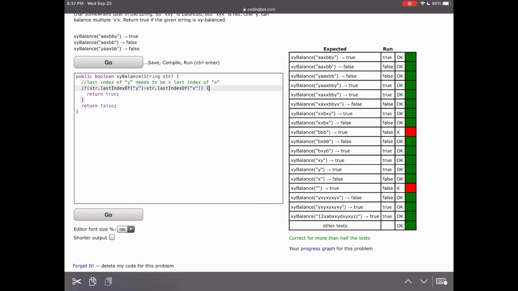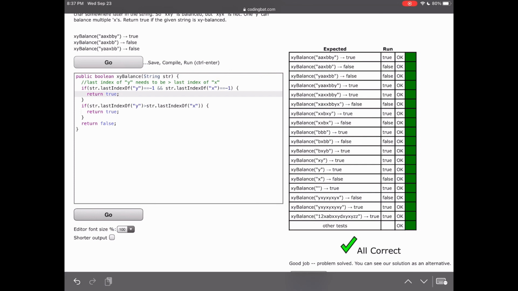So I could take care of this pretty easily and just say if str.lastIndexOf(Y) equal -1, and str.lastIndexOf(X) equal -1, return true. And then it all works. The first thing I was trying to do was trying to find a really nice solution that's really, really short, right? Sometimes that's not possible.